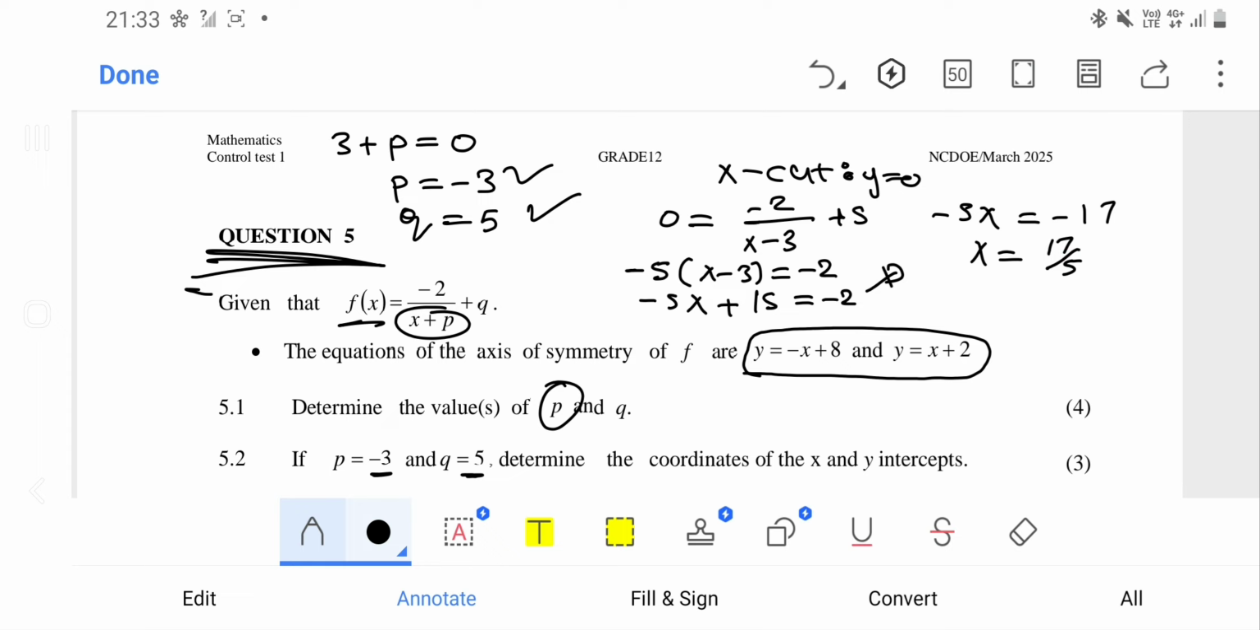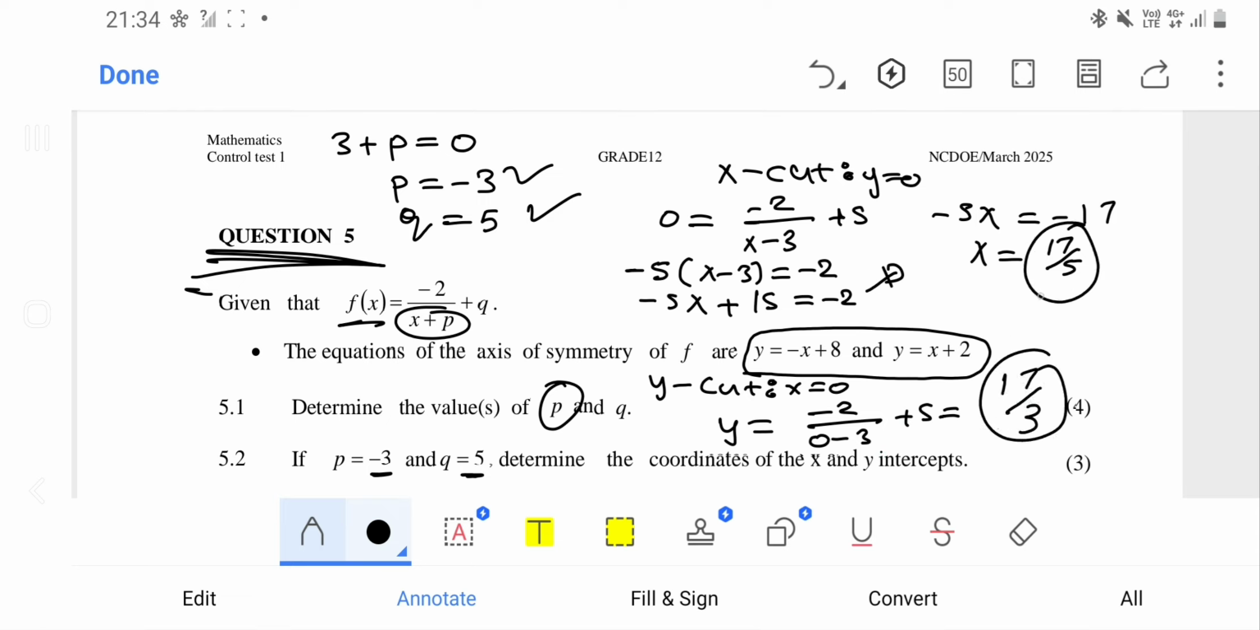That's the x-intercept. With the y-intercept, we know that x is equal to 0 at that point, and then y is equal to negative 2 divided by 0 minus 3, plus 5. What is the value there? We have 2 divided by 3. 3 times 5 is 15, so 2 plus 15, we get 17 divided by 3. That's the y-intercept, and the other one is the x-intercept. And then we get 4 marks.